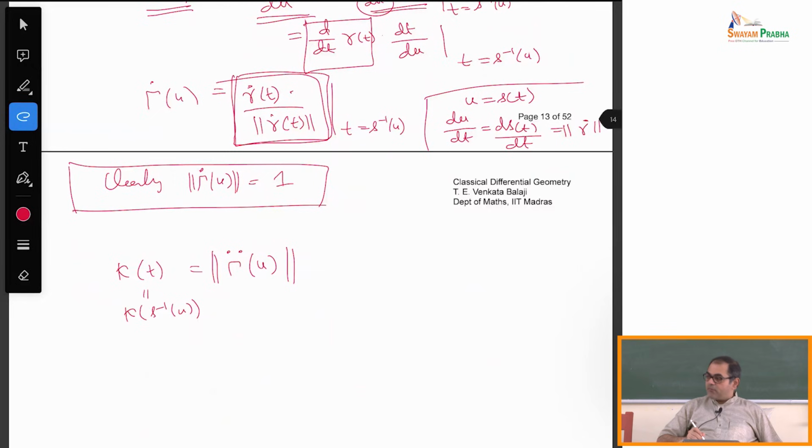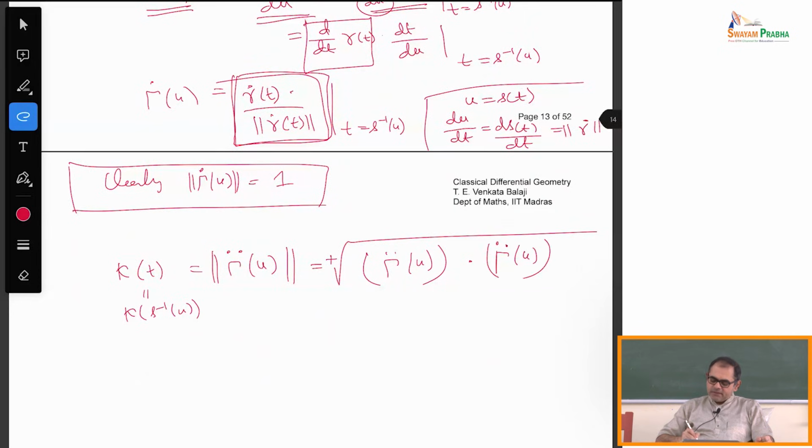And how do you calculate this? When you want to calculate the norm of a vector, you just take the dot product of the vector with itself, you get the norm squared, and take the square root. So the most obvious thing is you will take the positive square root of gamma double dot of u dot gamma double dot of u. But the point is that at the end of all this, I want everything only in terms of small gamma and t. I don't want any u, I don't want any arc length, I don't want anything there.